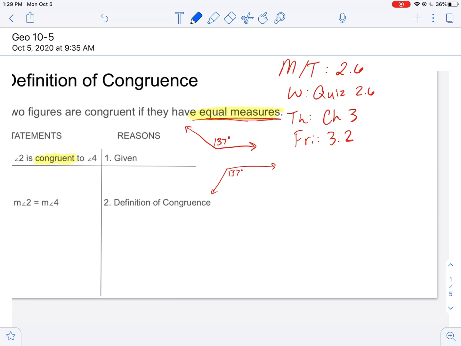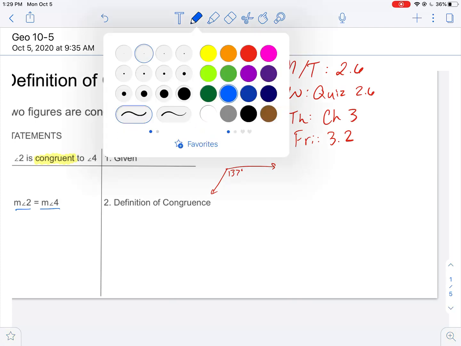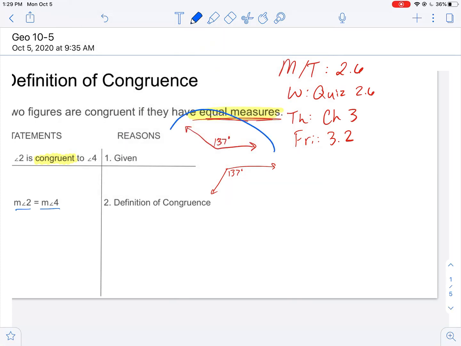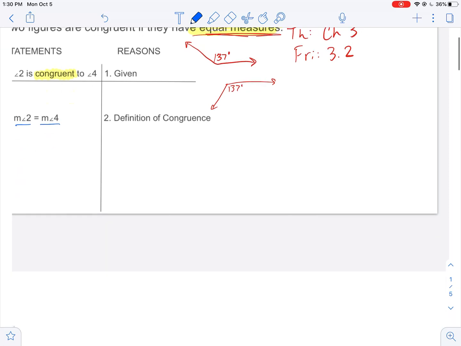What it means to be congruent is that we have two figures, in this case, angles, that have an equal measure. So if I said angle 2 is congruent to angle 4, then the measure of 2 is equal to the measure of 4. So they have equal measures. Here would be an example of two congruent angles. They have the same measure. They're both 137 degrees.